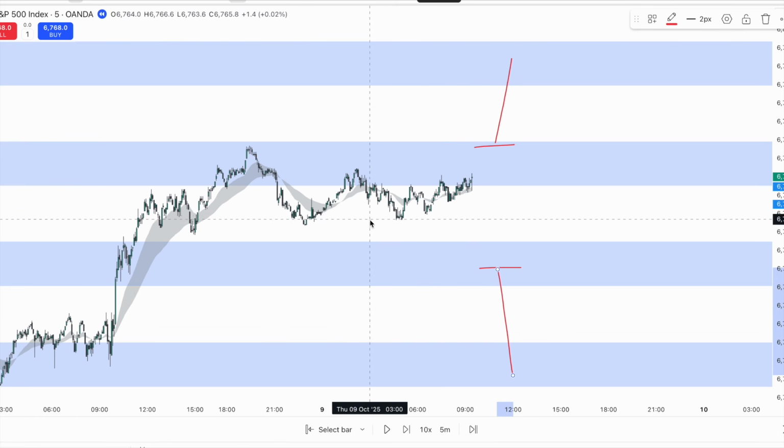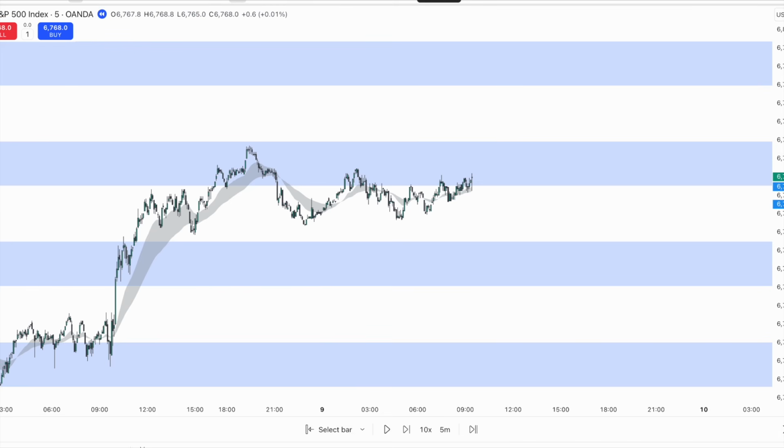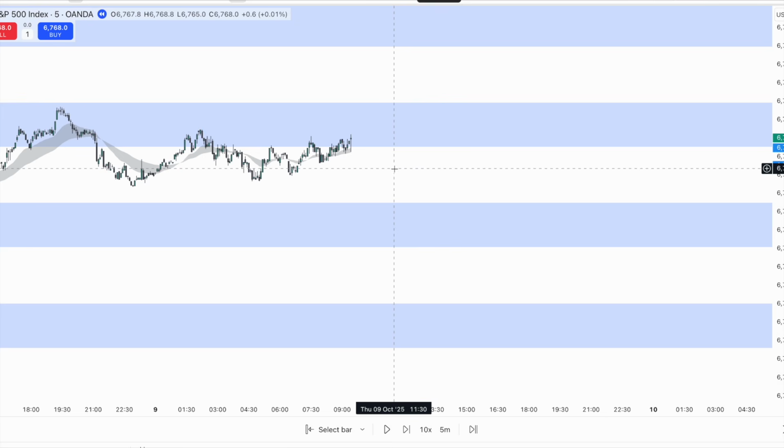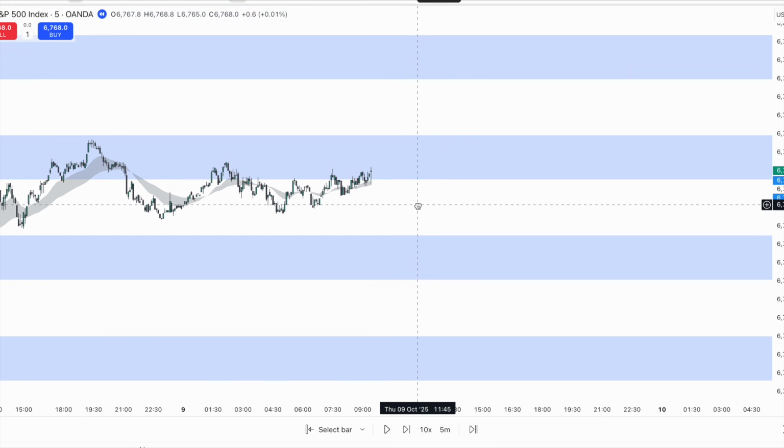Now the trend here is still slightly bullish overall. Ideally, we'd want to see trend continuation here with a break above these highs. But if we have a strong enough case to go short, we'll take the short. So let's wait for our alerts to hit.